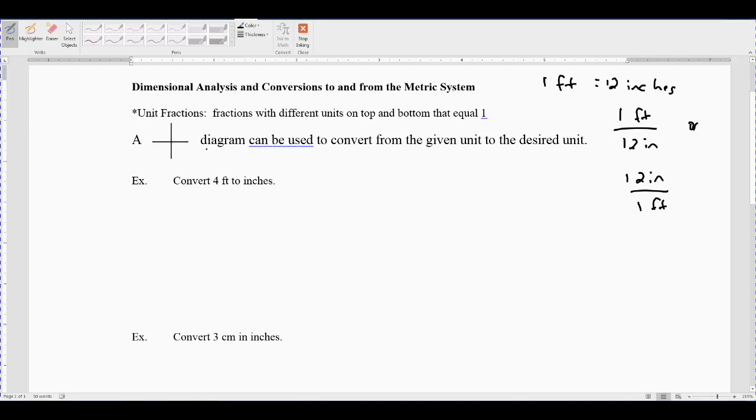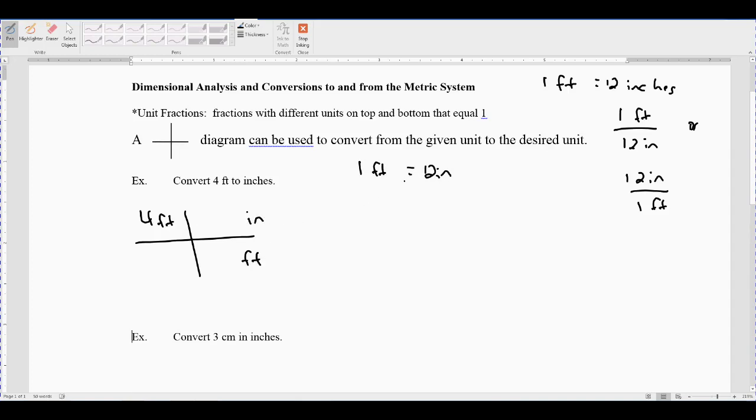Now there's a little bitty diagram you can use to help with conversions. It's this T diagram. It's actually just multiplying two fractions together, but let's just go ahead and use this little diagram. We're going to convert 4 feet to inches. So write down what you're given, and that's going to be the first slot of the T diagram. And since we know that 1 foot is the same as 12 inches, when we want the feet to cancel out those units, I'm going to put the feet down there and the inches go up here.